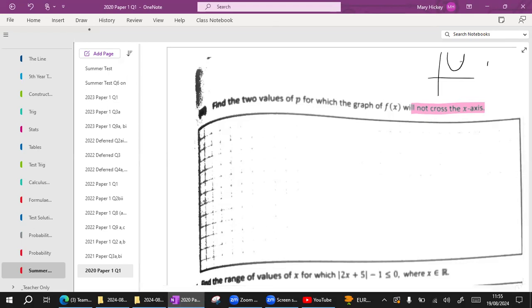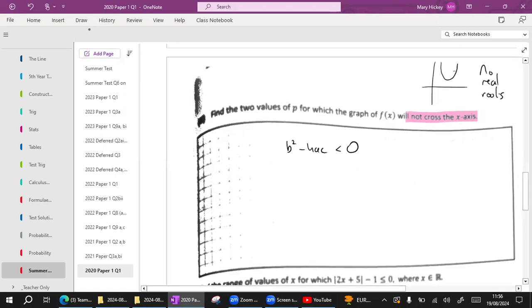Now, that means it has no real roots. That phrase should sound familiar. It sounds so familiar to the point that you remember b squared minus 4ac is less than 0. So the discriminant is less than 0 if there are no real roots.